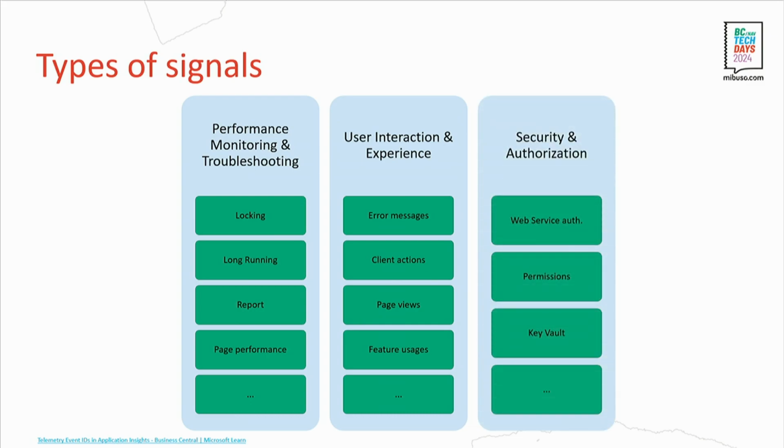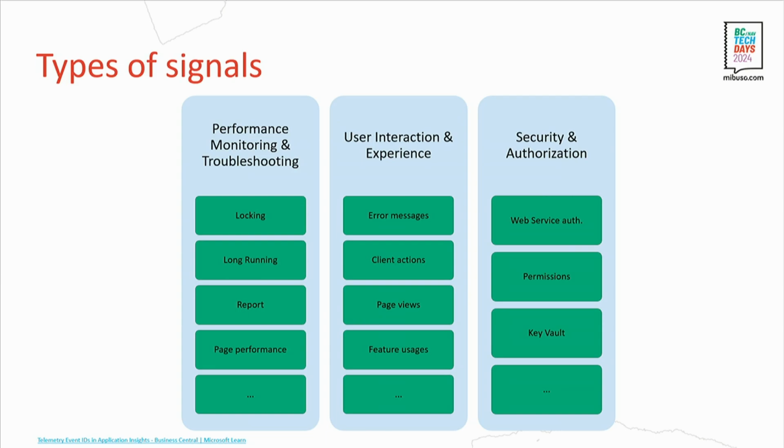In any case, we also have the security and authorization. So anyone who already set up telemetry must have seen these. Yeah, a web service was successfully authenticated. And you get a crap load of those. For any kind of authorization, you get that signal.